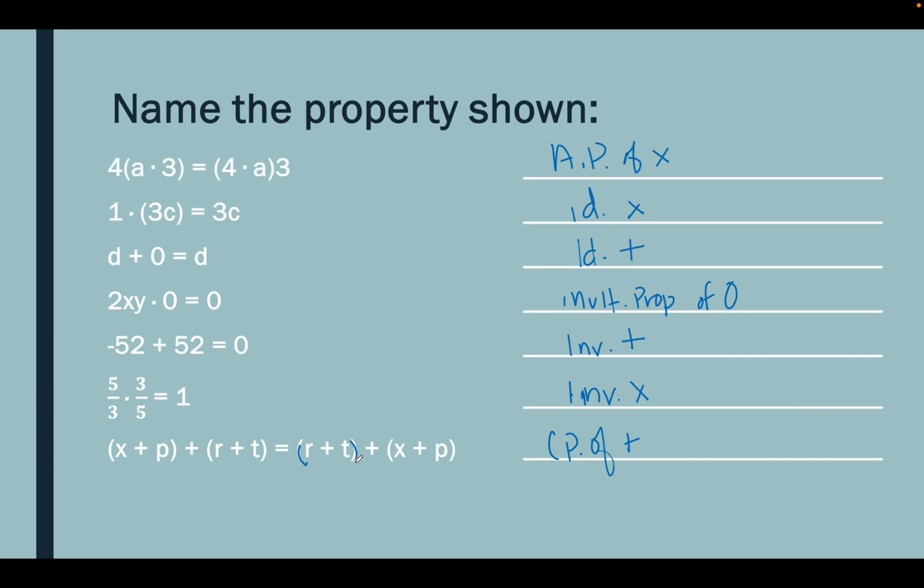Just because it has parentheses, you might think it's associative, but if you look at the actual order of the problem, what I did was I rearranged the order of the problem, not the groupings. The groupings stayed the same. X plus P is still X plus P, and R plus T is still R plus T.